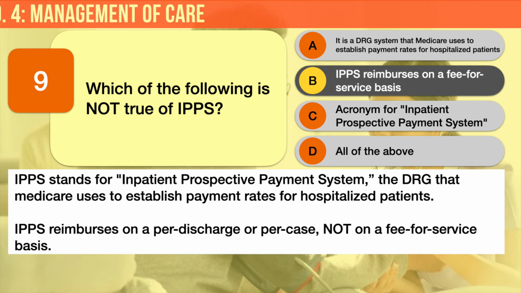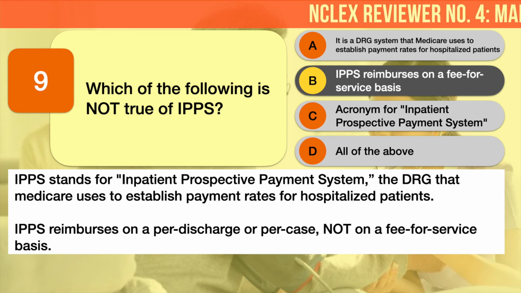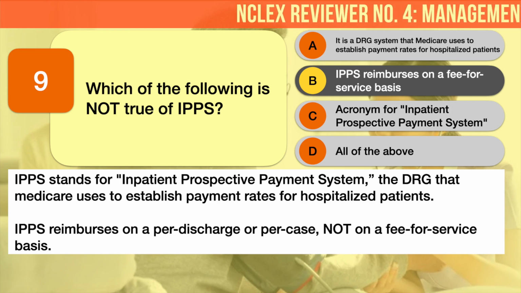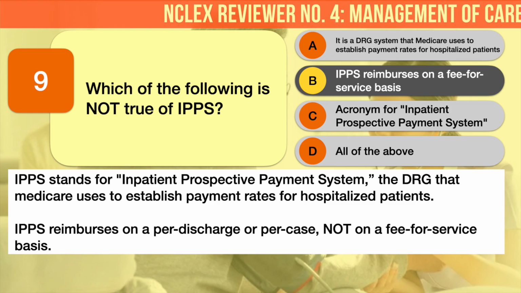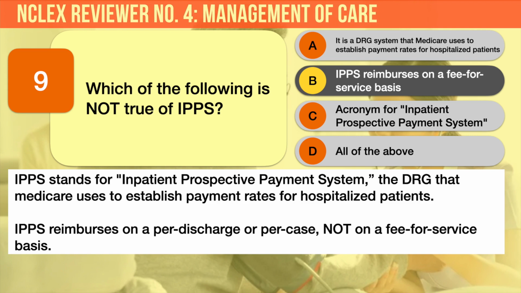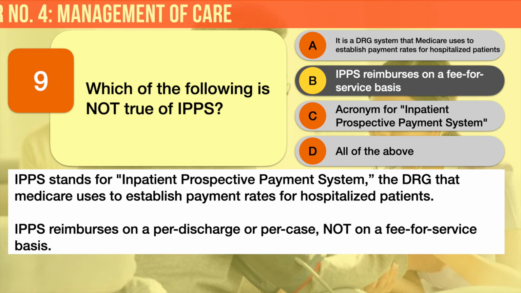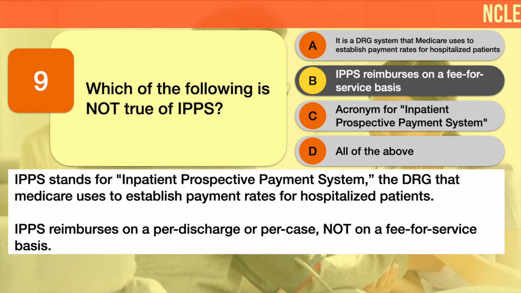The correct answer is B. IPPS is indeed the acronym for Inpatient Prospective Payment System. It is also true that IPPS is the DRG system that Medicare uses to establish payment rates for hospitalized patients. It is not true, however, that IPPS reimburses on a fee-for-service basis. Instead, IPPS reimburses on a per-discharge or per-case basis.